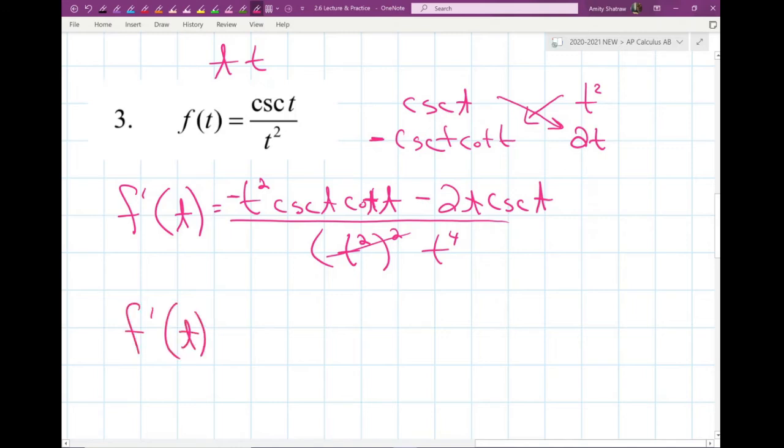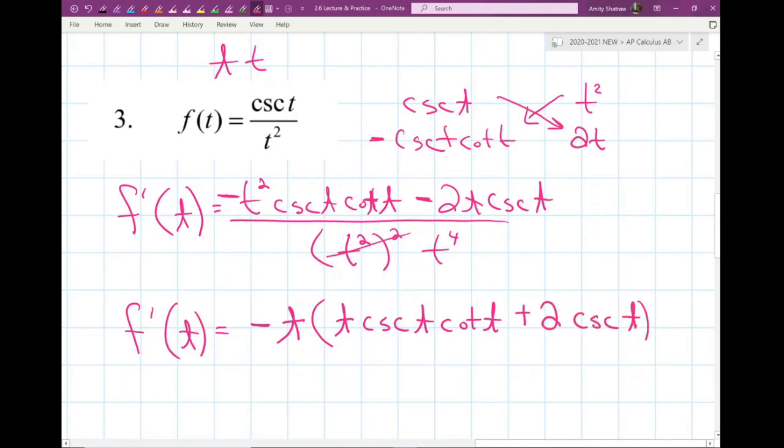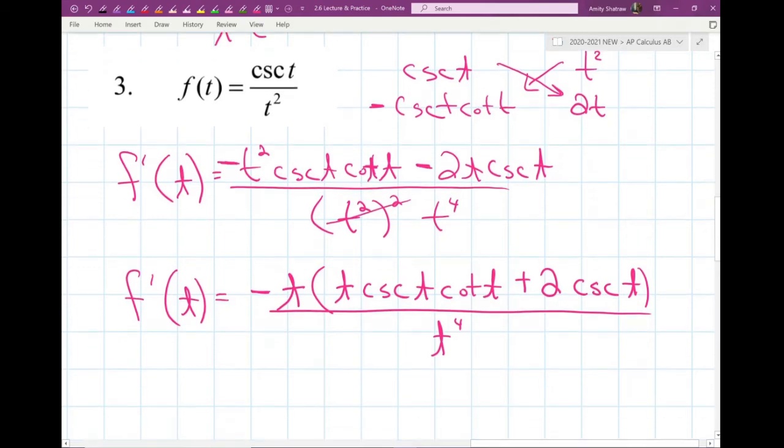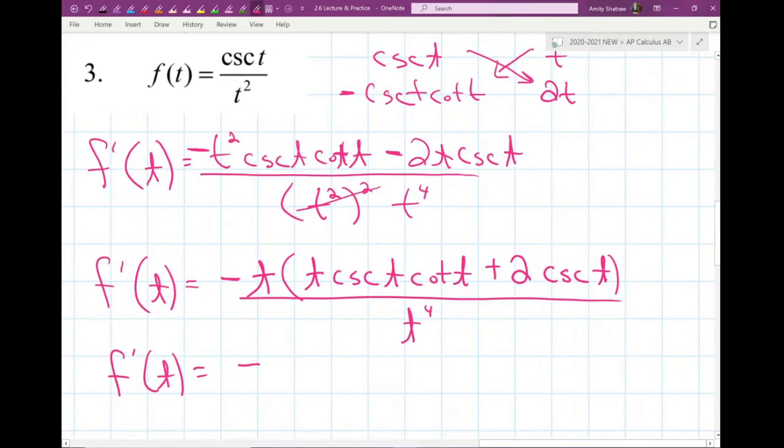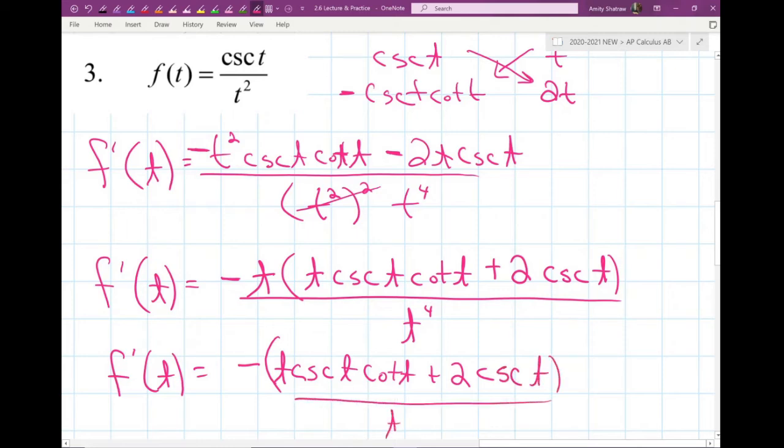So if you were doing multiple choice, I think the kind of answer you might see here is, since this is negative and this is negative, you might see a negative t out in front, and then a t cosecant t cotangent t plus a 2 cosecant t, and that should all be over a t to the fourth, but I can factor those out and end up with f prime of t is going to be negative t cosecant t cotangent t plus 2 cosecant t, and that will be all over t cubed.